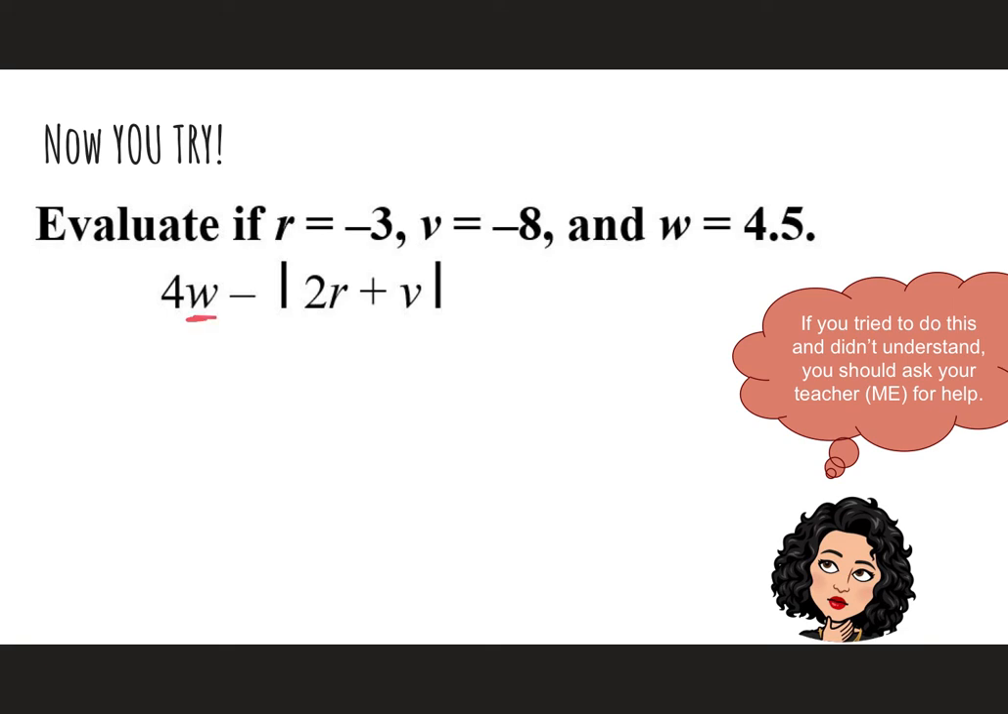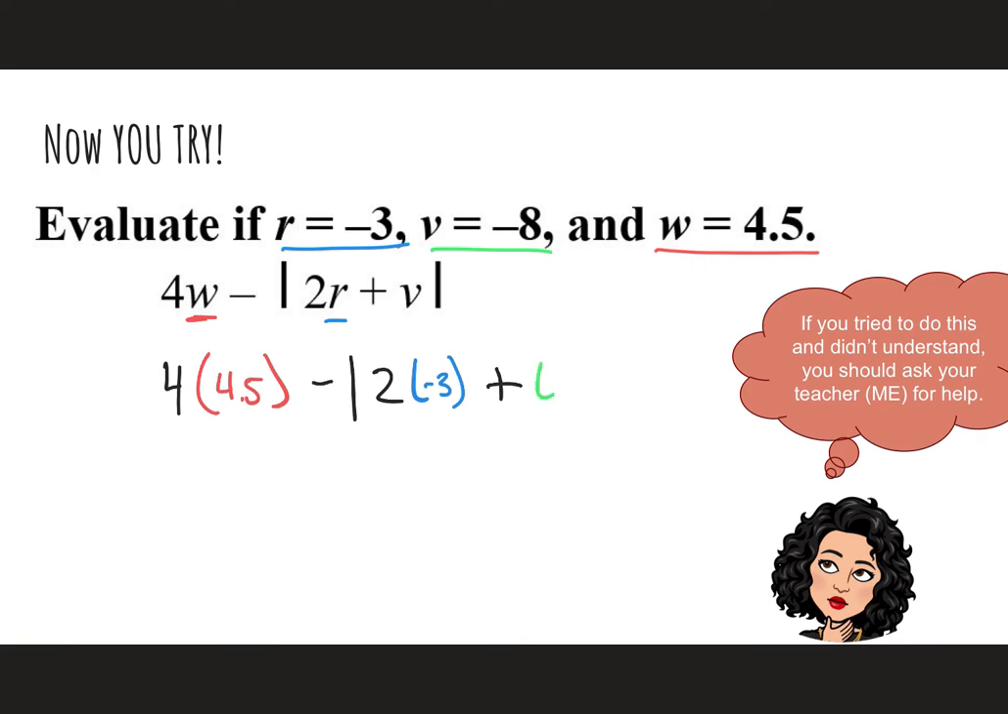So first I'll replace my letters with the numbers they equal. Keep all the numbers the same. So I end up with 4 stays. W is actually 4.5. The minus stays, absolute value, the 2. R becomes negative 3. Then plus V is a negative 8.